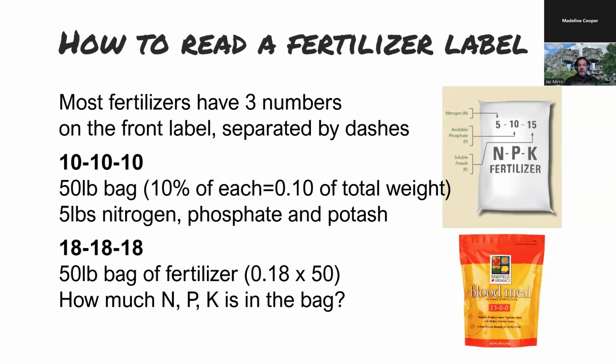So a product that's labeled 10-10-10 is 10% nitrogen, 10% phosphate, and 10% potash. So if we were to purchase a 50-pound bag, we would get 5 pounds of each of those nutrients. Now, if we had an 18-18-18, instead of being 10%, it's 18%. So instead of 5 pounds of each of those in a 50-pound bag, it would be 9 pounds.